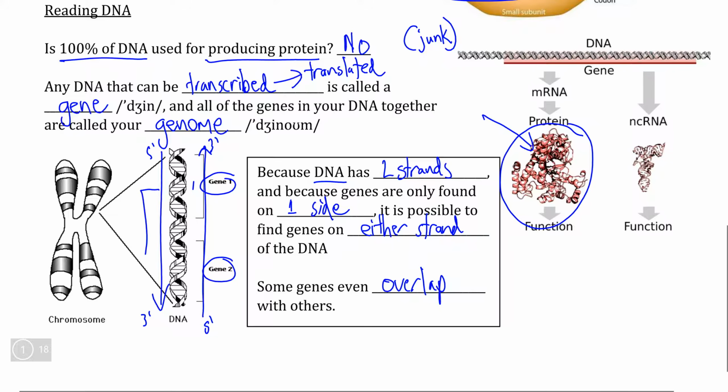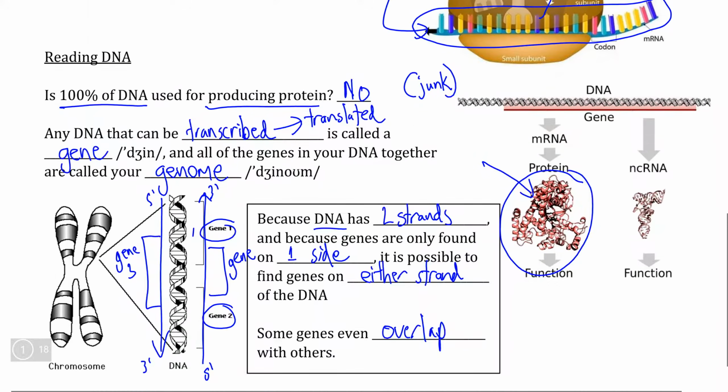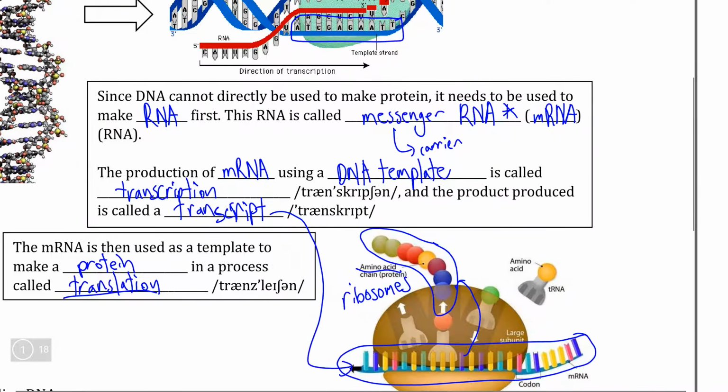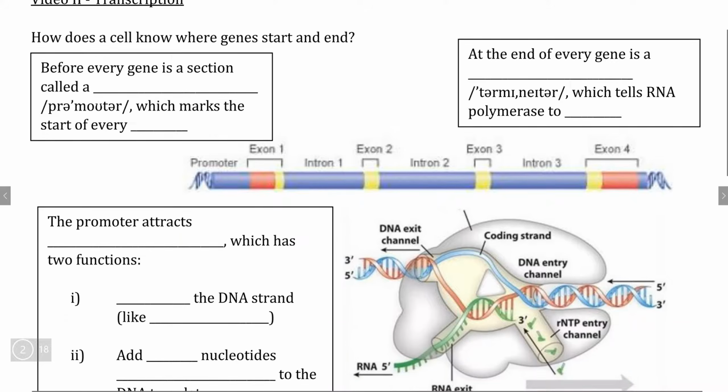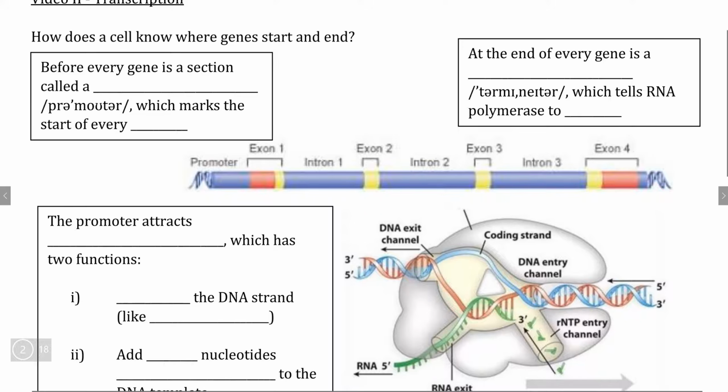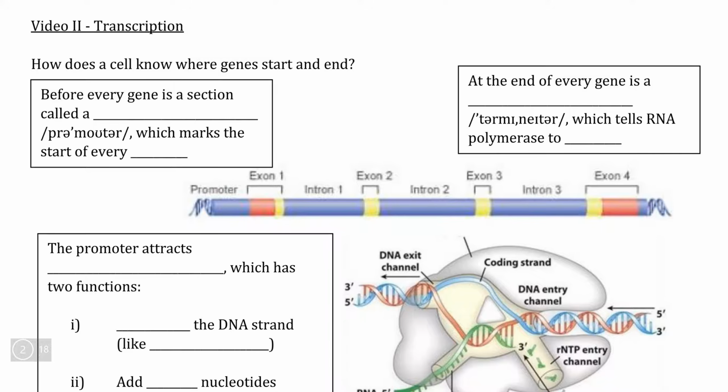So it is possible to have a third gene right here, and it is even possible to have another gene right here overlapping with these two. And when we learn the different components of what makes up a gene, we'll see how this is possible. In the next video, we're going to look specifically at the process of transcription and how your enzymes know where a gene begins, where it ends, and what the different parts of a gene ultimately mean in the process of producing an mRNA transcript.